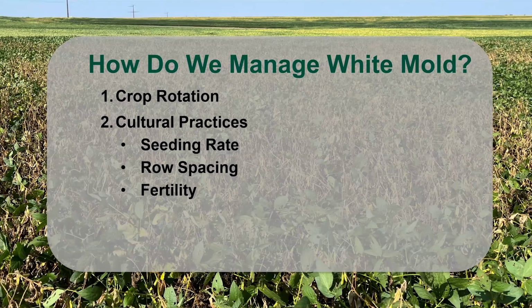So the next point is going to be cultural practices. And the three that we're going to talk about are seeding rate, row spacing, and then fertility management, specifically with nitrogen.